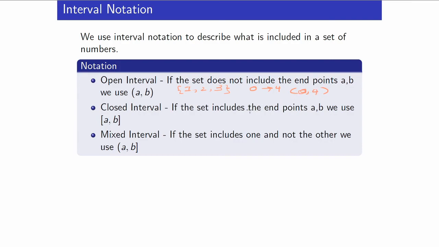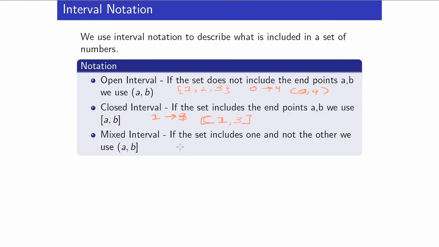Now, a closed interval for that exact same example would be if we took 1 all the way to 3, where we include the endpoints. So we do 1 to 3. So we include the endpoints. So we go [1, 3] with square brackets.